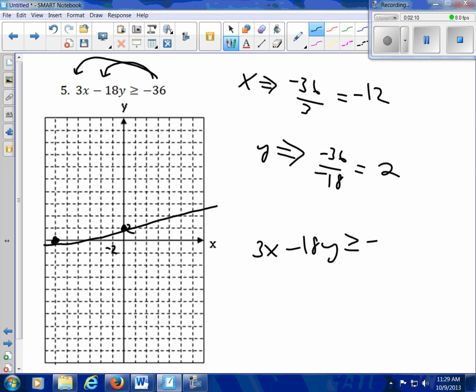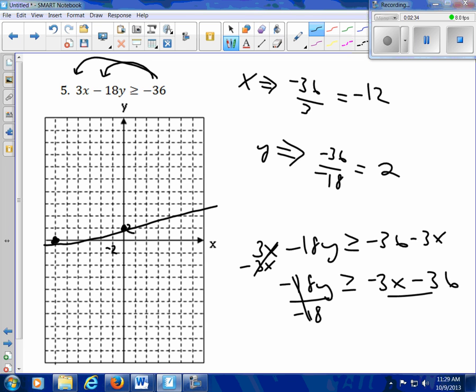Well, let's see what would happen. If I got y by itself, I would subtract 3x on both sides of my equation. Subtract 3x, subtract 3x. And what I would do is just reverse the 3x and the 36. They're just going to change places, so my x term's up front. And when I divide both sides by negative 18 to get y by itself, what happens to my inequality symbol? My inequality symbol is going to flip over.